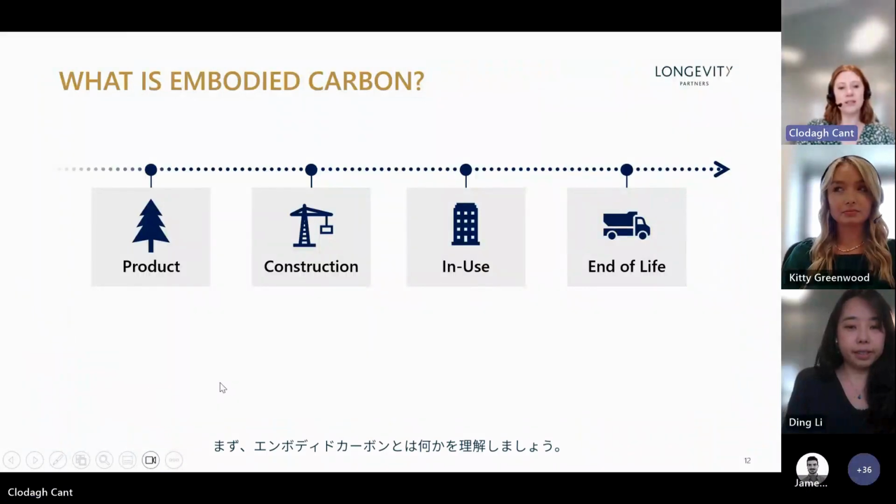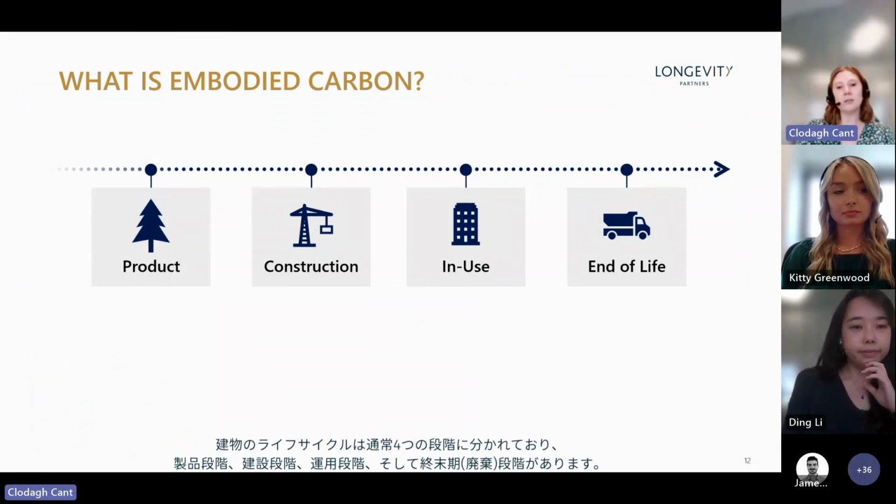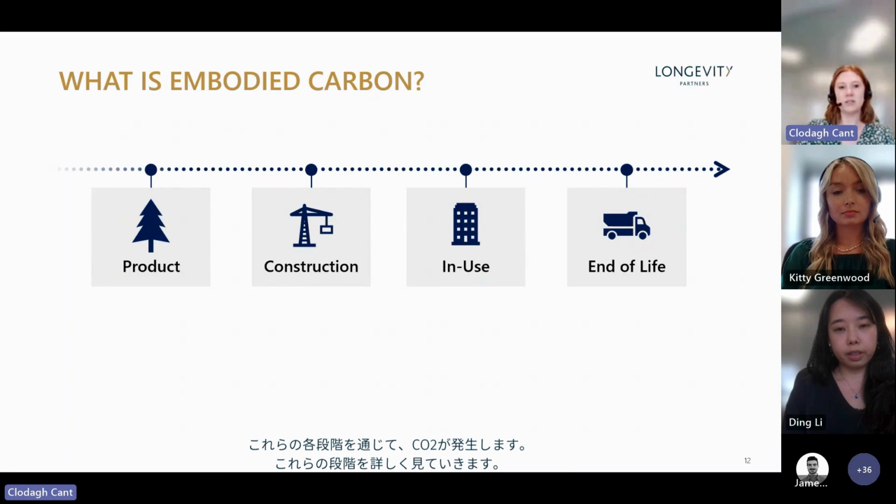So let's start at the basics and actually understanding what is embodied carbon. So if we look at a building having 4 E stages within its life, we can look at the product stage, we can look at construction stage, we can look at in-use stage, and we can look at end-of-life stage. Through each of these stages, carbon emissions will arise.